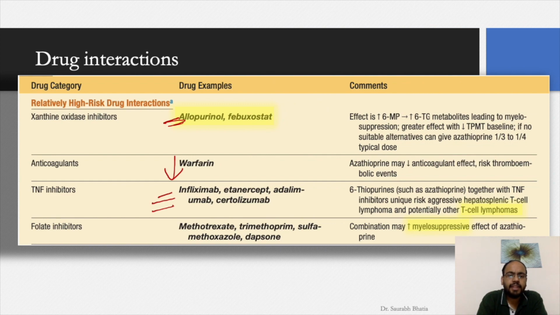Other TNF alpha inhibitors, we have previously described that the incidence of lymphomas is increased. Other folate inhibitors like methotrexate or cotrimoxazole and dapsone increase the myelosuppressive effect of azathioprine. So a combination of all these drugs may increase the myelosuppression which is caused by azathioprine.